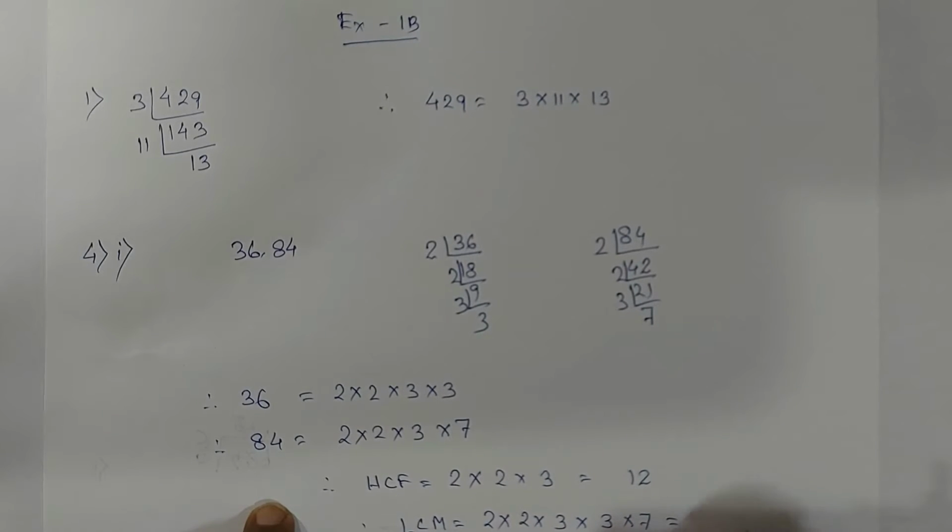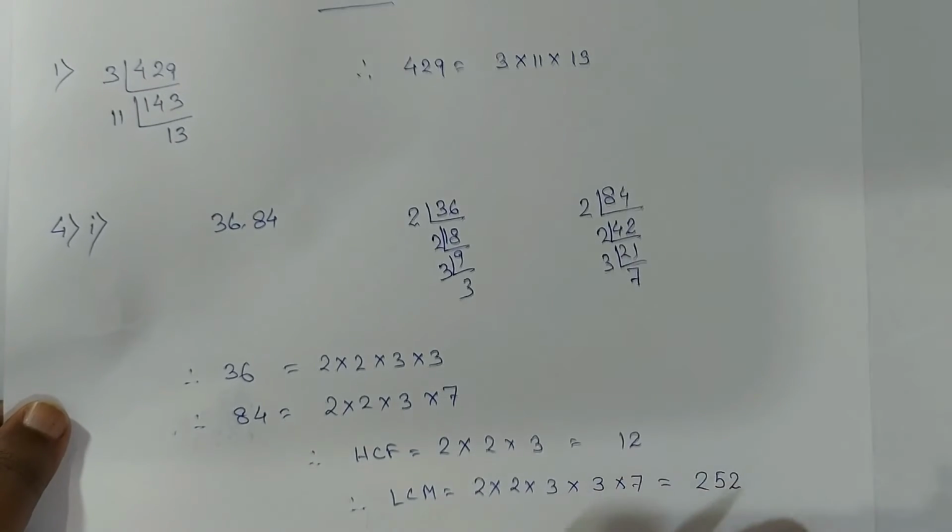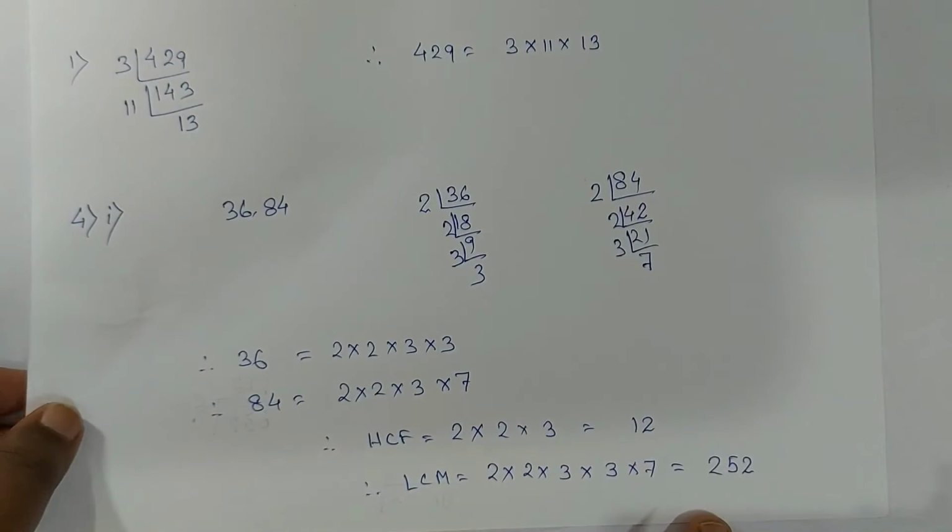So this is 12 into 21, this is 252. So HCF and LCM we have determined by the prime factorization.